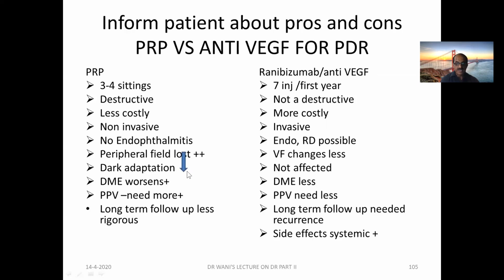Peripheral field is lost in PRP, whereas it's not lost in this one. Dark adaptation will be reduced in PRP. It's not affected in ranibizumab. DME worsens in PRP, but not so in the ranibizumab or anti-VEGF group. More patients need PPV in the PRP group, they have fewer patients needing it. But one important thing, long-term follow-up need not be very rigorous with PRP if you have done complete PRP and there is regression, but long-term follow-up is needed with anti-VEGF because after we stop it, the hypoxic retina again starts producing VEGF and they may develop fibrosis.